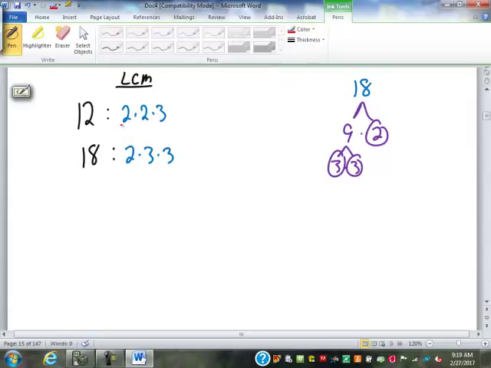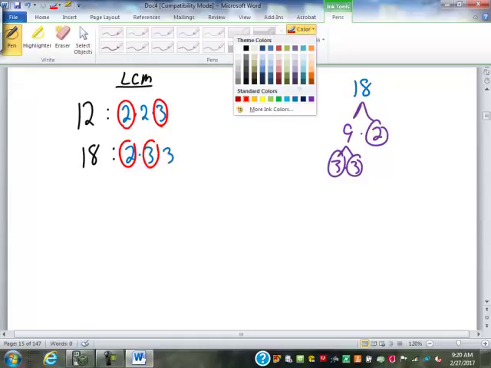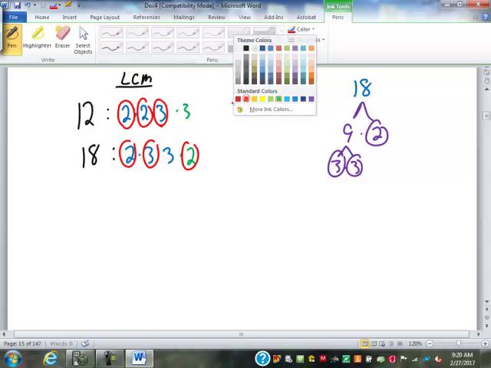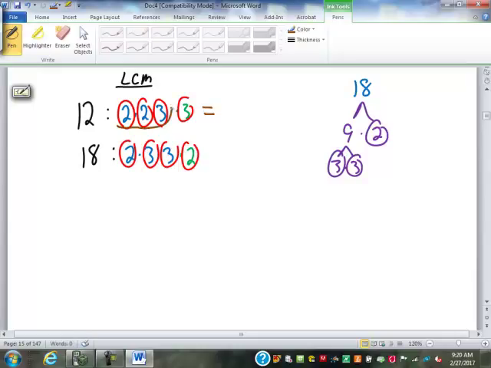So again, I look at what they have in common. They have a 2 in common. They have a 3 in common. And then I look at what is left over. What's left over in the top number here? A 2. So the bottom has to have a 2 multiplied into it. What's left over in the bottom? The 3. So the top number needs a 3 multiplied into it. So now both of them have exactly the same factors. Because this is just 12 times 3 is 36. This is just 18 times 2 is 36. So 36 is the least common multiple for those numbers.